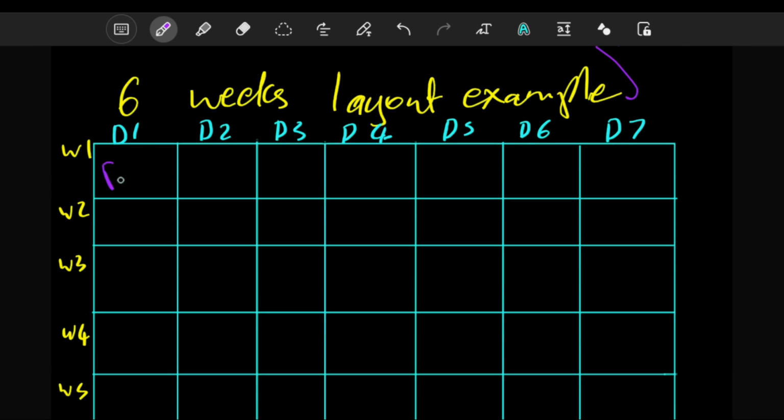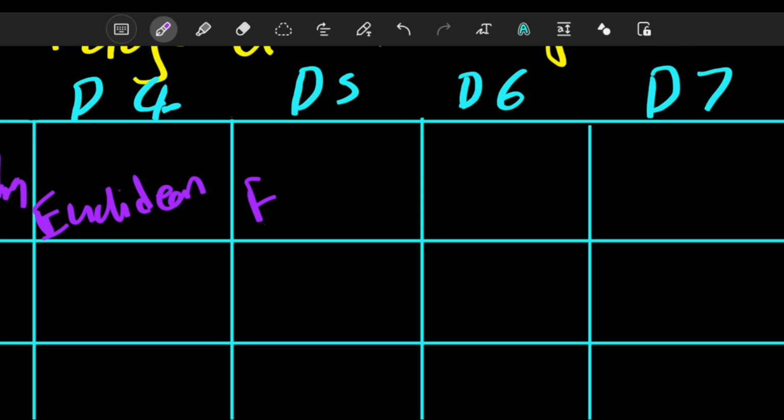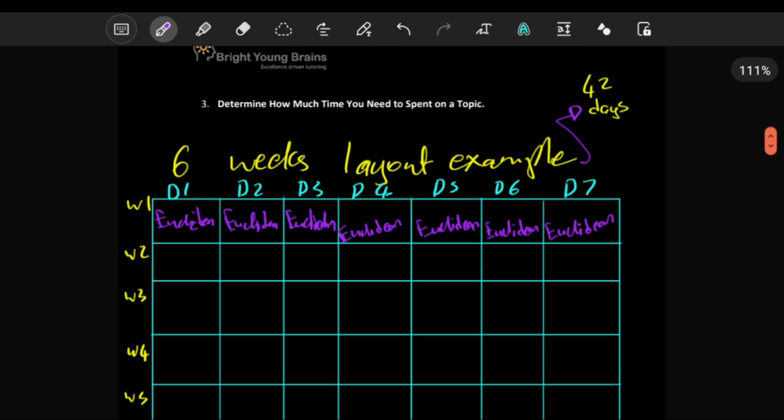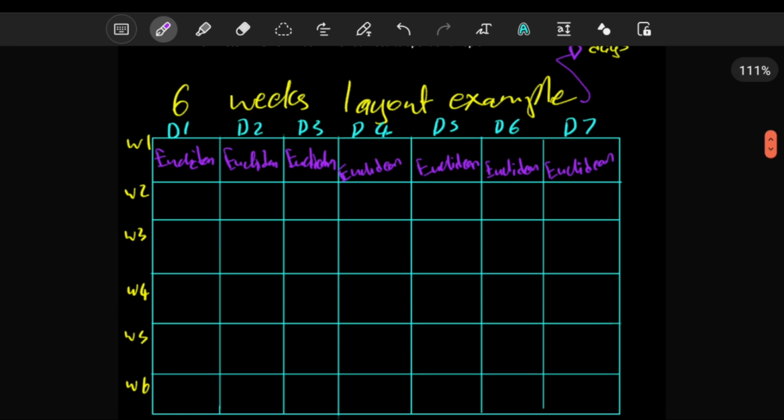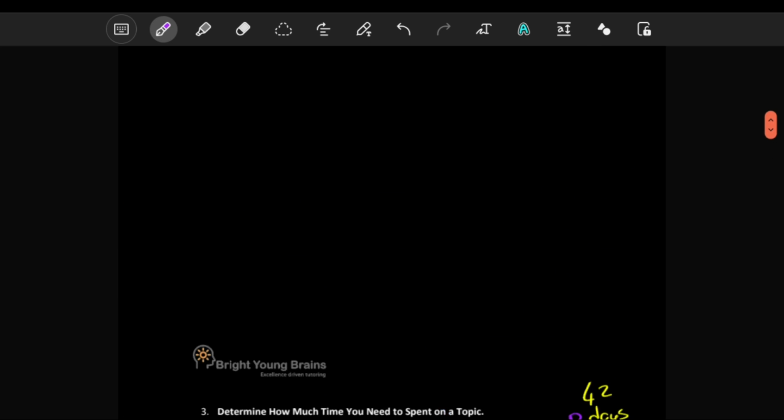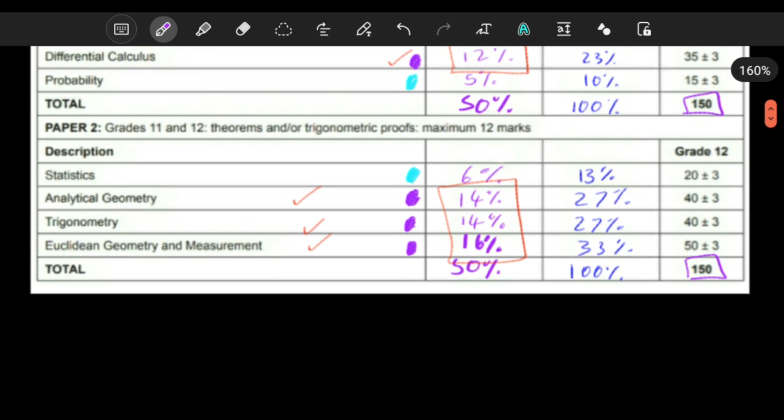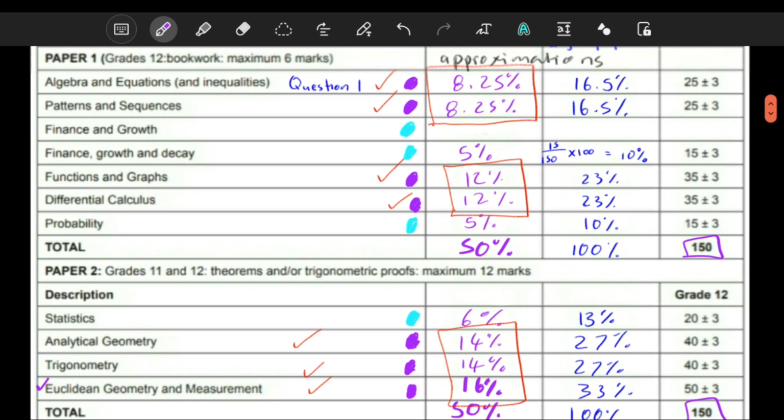So here you would have Euclidean geo. There we go. Euclidean geometry throughout the first 7 days. So you know that you would have taken into account Euclidean geometry. Now maybe you want to go to a paper 1 topic. So the next paper 1 topic that you would be looking at is something like functions and graphs.